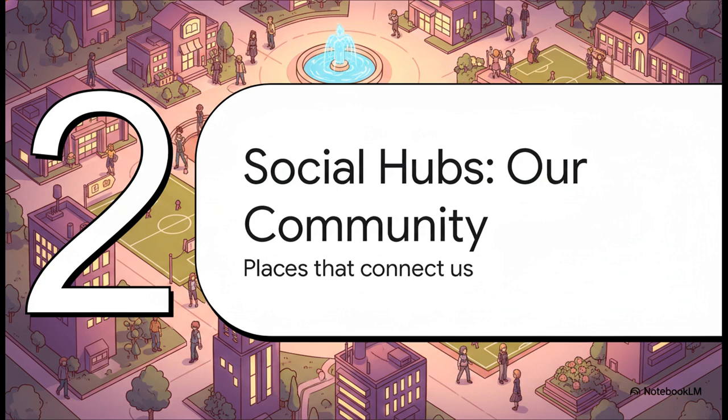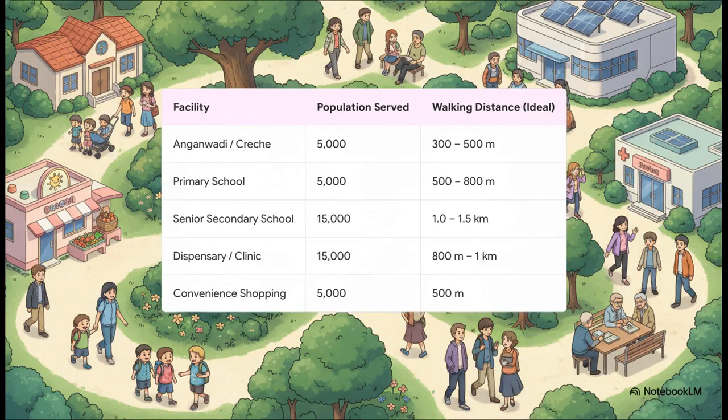Okay, so we've got our houses figured out, but a bunch of houses isn't really a community, is it? Not yet. So let's move on to the next layer of the blueprint, building the social hubs, the places that actually bring us all together. This is basically the recipe for creating a neighborhood that can stand on its own two feet. And what's so smart about it is how everything is scaled based on population. For every 5,000 people, the blueprint says you need a primary school, some local shops, a daycare, and they should all be a short walk away.